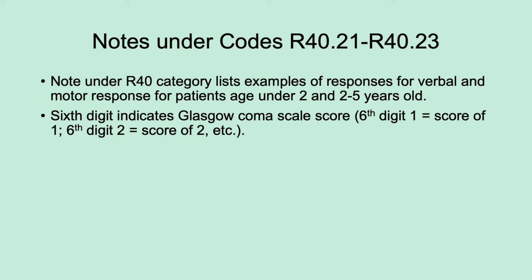There are some important notes under these codes. Under the R40 category, it lists examples of responses for verbal and motor responses for patients aged under 2 and 2 to 4 years old. Of course, those responses are going to be different because their verbal and motor abilities may be obviously different than an adult. Now, the 6th digit in the code indicates the score for that specific criteria. 6th digit 1, score of 1, 6th digit 2, score of 2, etc.